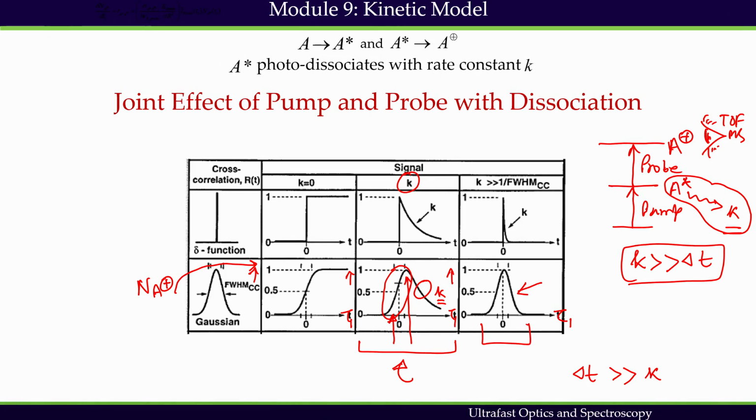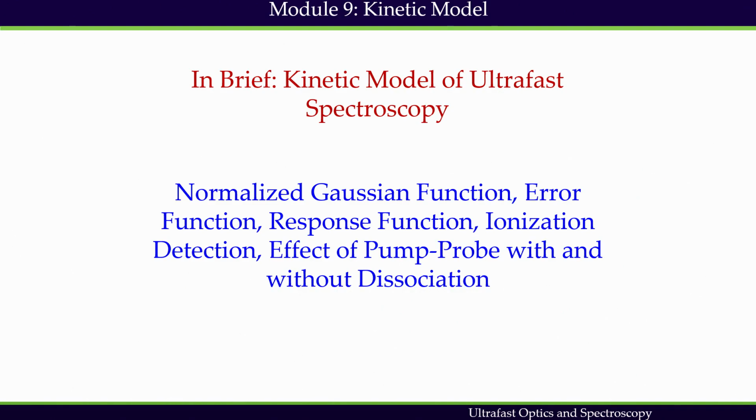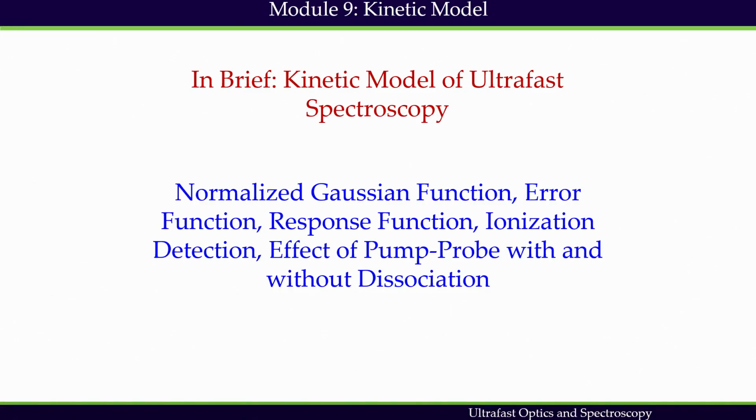With this, we have come to the end of this present module. In this module, we have discussed different aspects of the kinetic model of ultrafast spectroscopy. We have discussed the normalized Gaussian function, the error function, the response function, the ionization detection scheme, and the effect of pump and probe with and without dissociation. We will meet again for the next module.